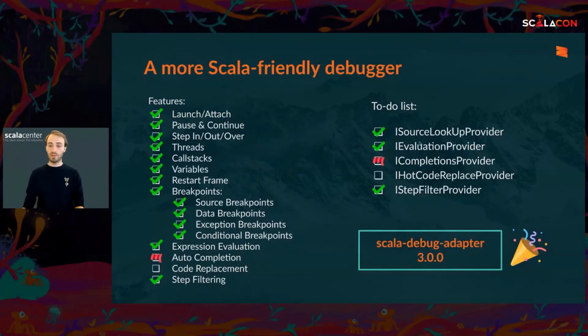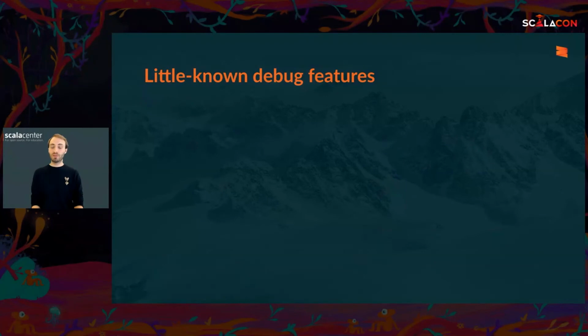Okay, and that's the new version of the scala-debug-adapter with the step filter. It's version 3.0.0. It's not yet available on Metals. It will be soon, maybe in a few weeks. And that's it. That is for the debug adapter.